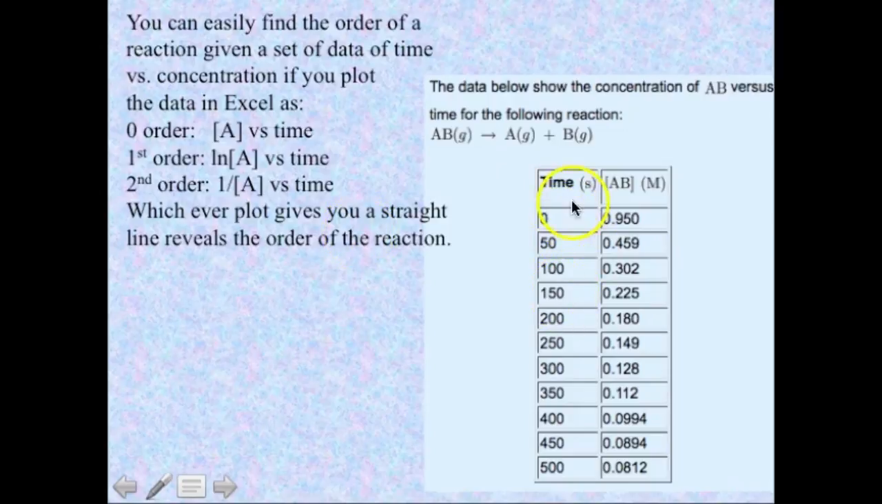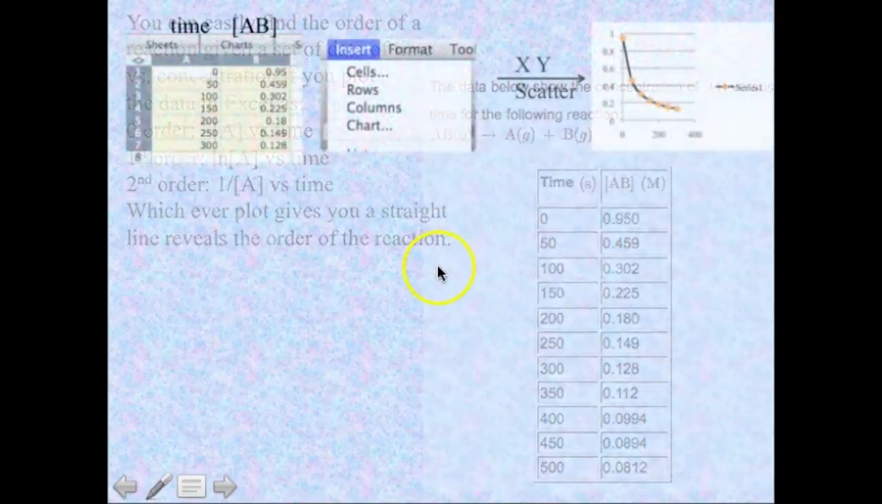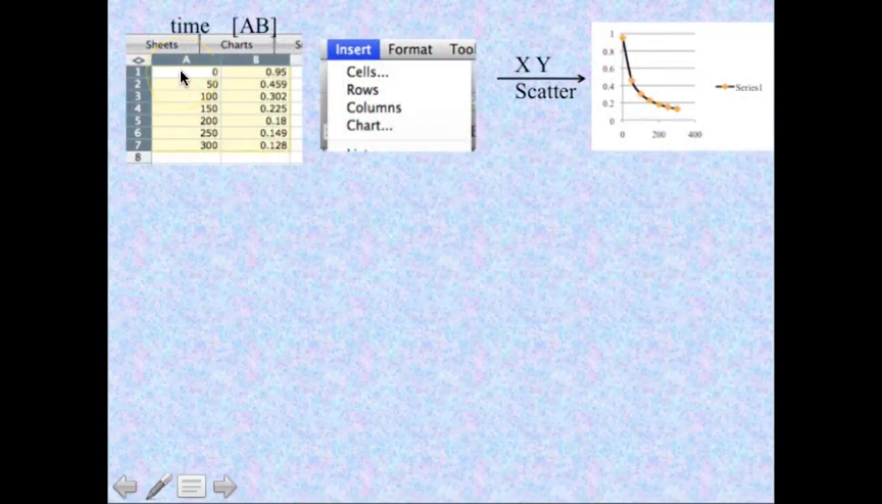So here's a set of data. We have time in the first column, and we have the concentration of AB in the second column. So here's what we're going to do. For the first one, we will simply make a chart using column A as our x-axis and column B as the y-axis. We select the data, we go to Insert and choose Chart, and choose XY Scatter. Well, clearly here we do not get a straight line, and that tells us we are not talking about a zero-order reaction here. So we go one more step.